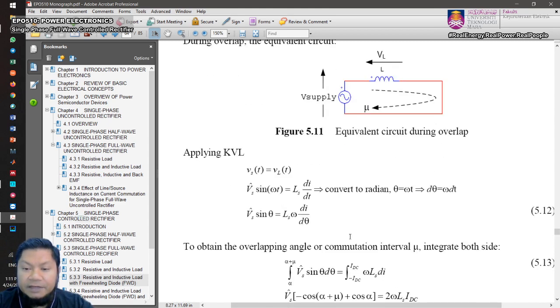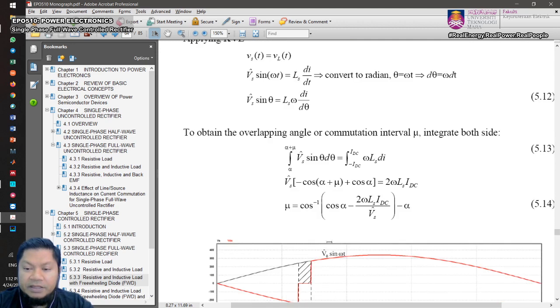So take the KVL, then you have Vs equals VL, definitely, and then you convert that into radian. While converting that into radian, you're going to see that V peak sin theta now becomes Ls omega, right? Because of that conversion, you have an extra omega in the circuit here. Now it becomes di over d theta. It's no longer di over dt, so it becomes di over d theta.